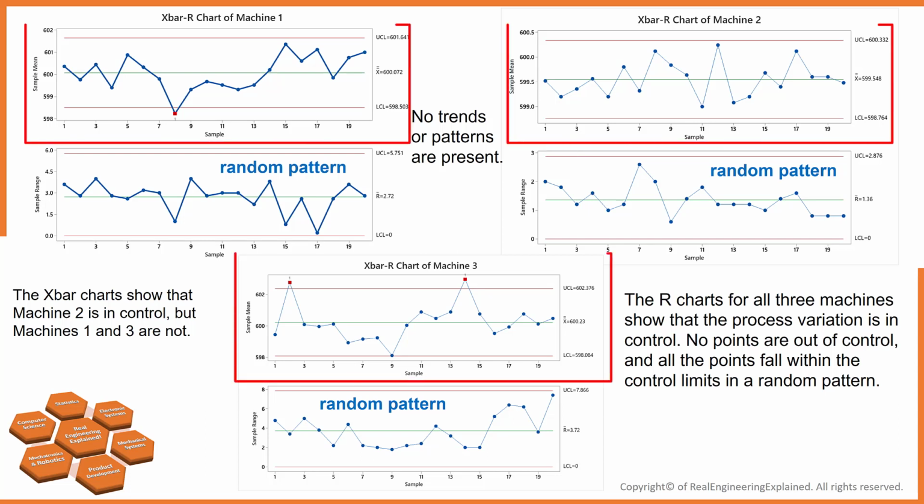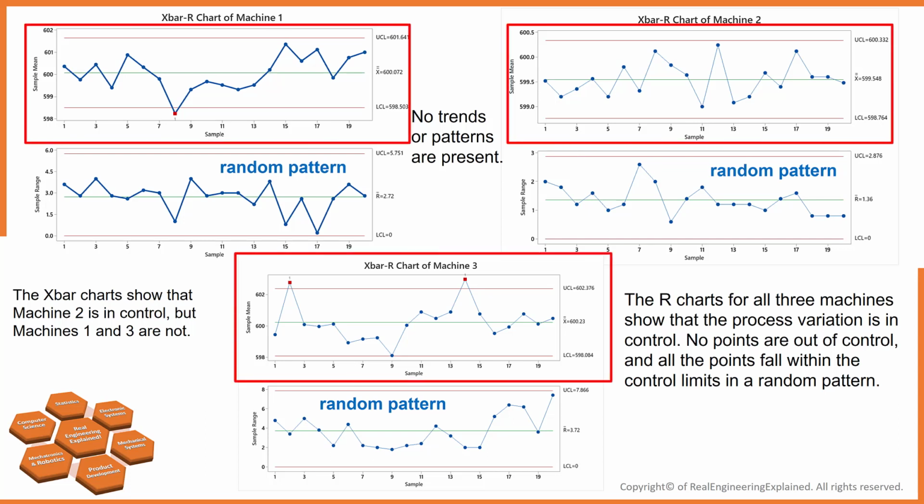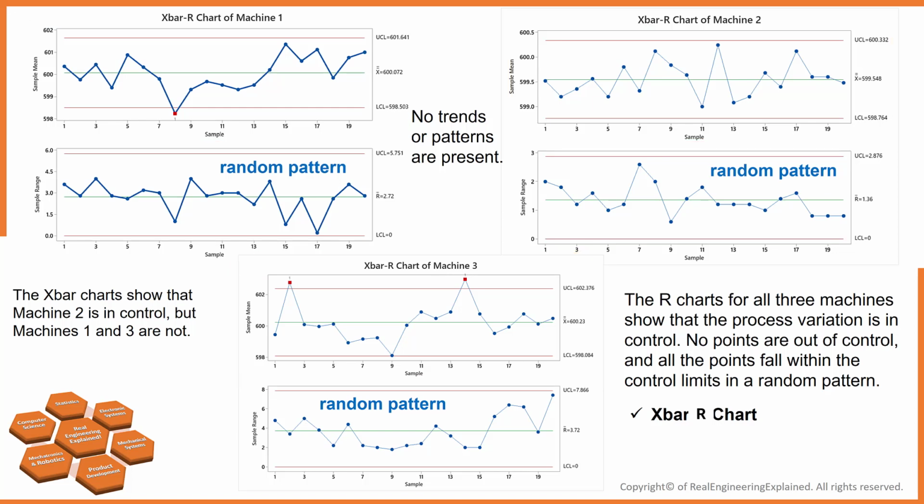The Xbar chart shows that machine 2 is in control, but machine 1 and 3 are not. On the Xbar chart for machine 2, no points are out of control, but machine 1 has one out of control point, and machine 3 has 2 out of control points. So you need to investigate the cause of out of control points.